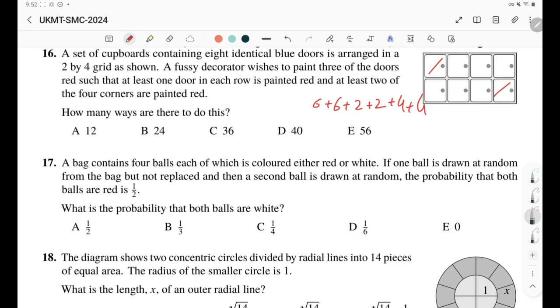So that gives us, yes, now we're done, we've exhausted all possibilities, all cases. So the answer is 4 plus 6 is 10, 20, 24. Yeah, so the answer should be 24. So the answer for question 16 is just B.